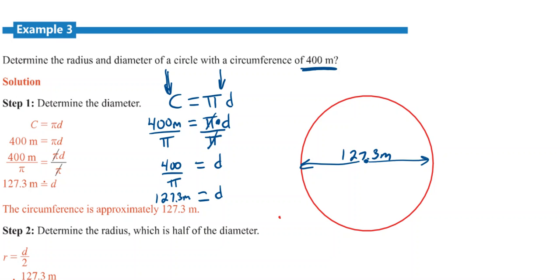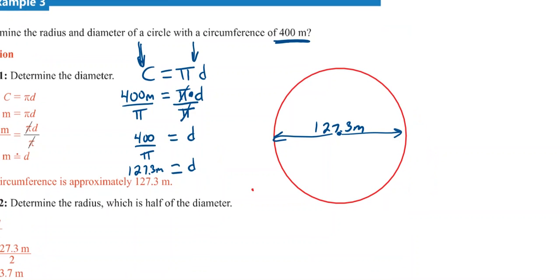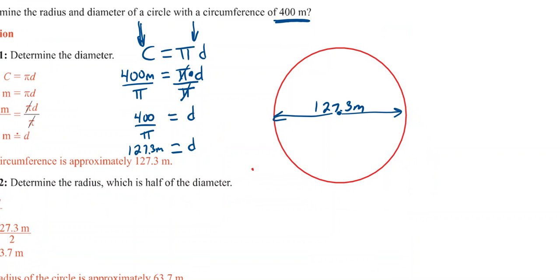Now, if the question said find the radius, we could do it again with the other equation. We could say c is equal to 2 pi r, and then solve for r. We could divide both sides by 2 pi. But is there an easier way now that we've done part 1? Just divide the diameter by 2. Yes, we can do this easier.